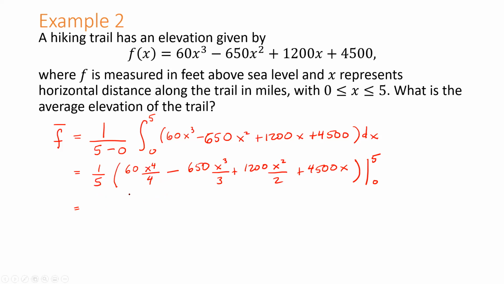So let's see, if I do 60 divided by 4, divided by 5, I get 3 here. So this will be 3 times 5 to the 4th. 650 divided by 3, divided by 5. Well, actually, I'll just write this one as 130 over 3, 5 cubed.